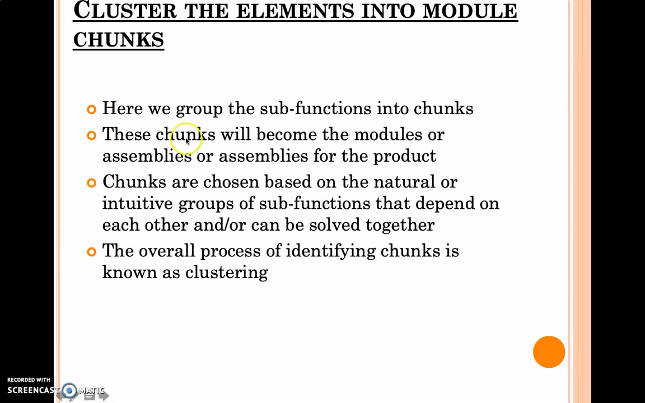Now in this part, you have to cluster the elements into module chunks, meaning you cluster elements with specific or the same characteristics into module chunks. These chunks will become the modules, assemblies or sub-assemblies of the product. Chunks are chosen based on natural or intuitive groups of sub-functions that depend on each other or can be solved together. The overall process of identifying chunks is known as clustering. This method is called clustering, and you solve it according to the function, or depending on natural and intuitive groups of sub-functions.